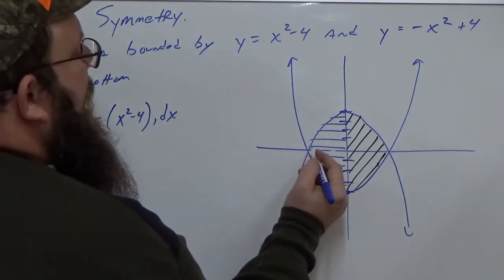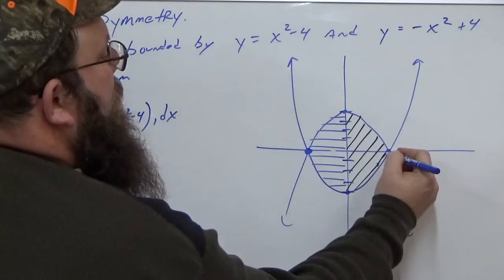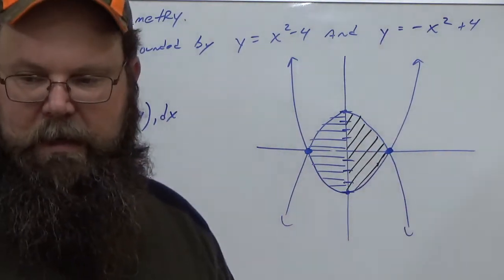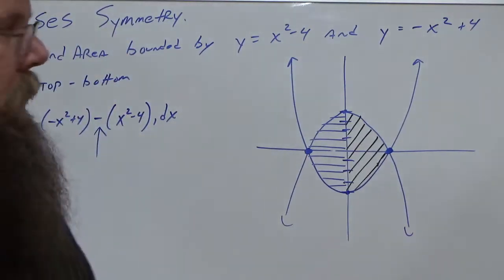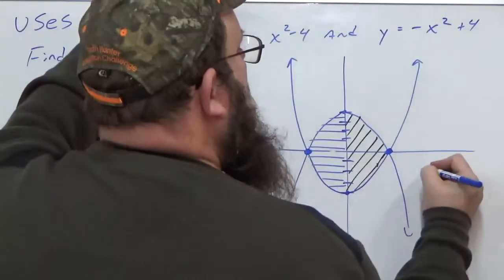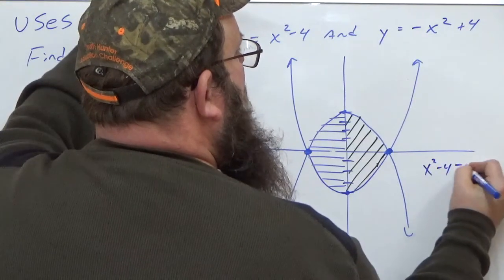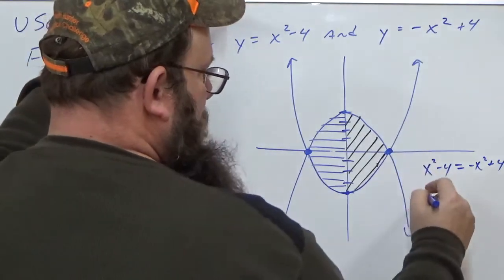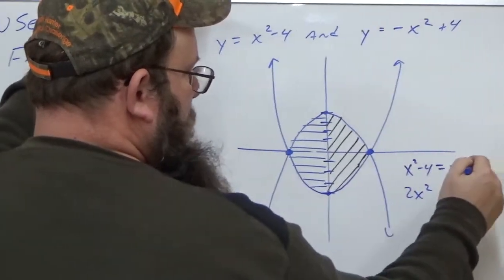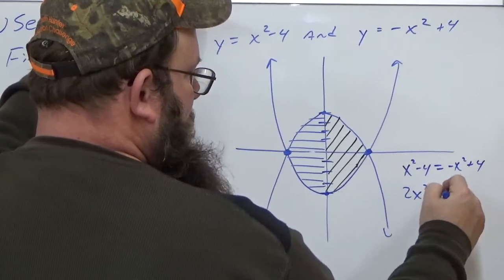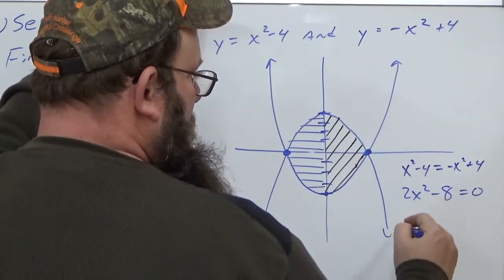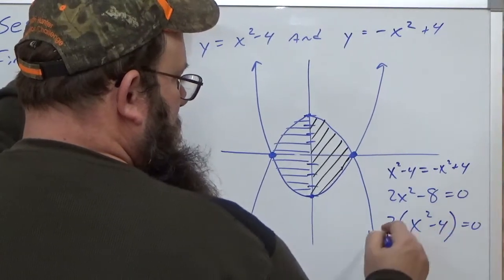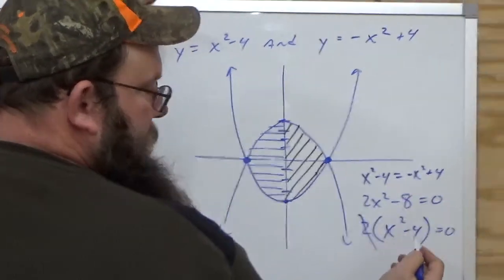So in order to figure this out, we have to get this value and that value, the points of intersection of the two graphs. So to get those two points of intersection, again, x squared minus 4 equals negative x squared plus 4. Bring the x squared over, we're going to get 2x squared. Bring the 4 over, we're going to get 2x squared minus 8 equals 0. Pop out a 2. The 2 is going to divide out. And there's x squared minus 4.